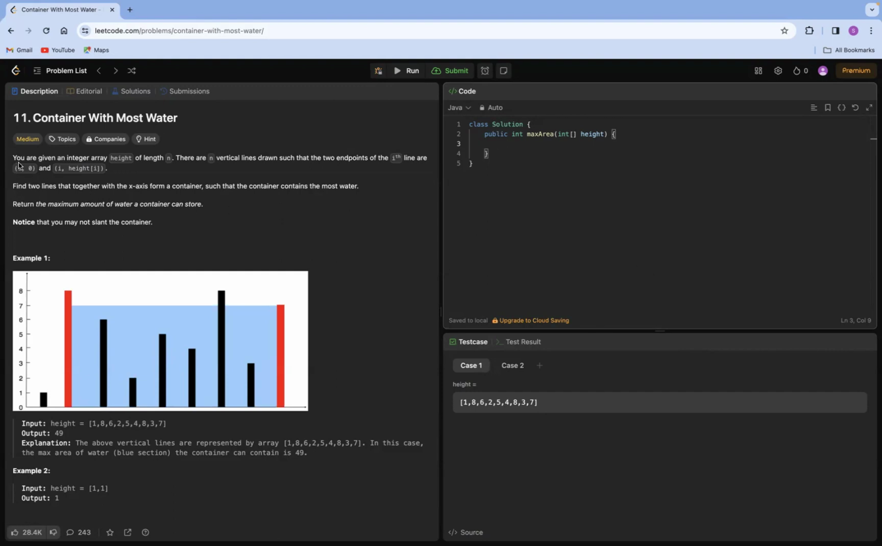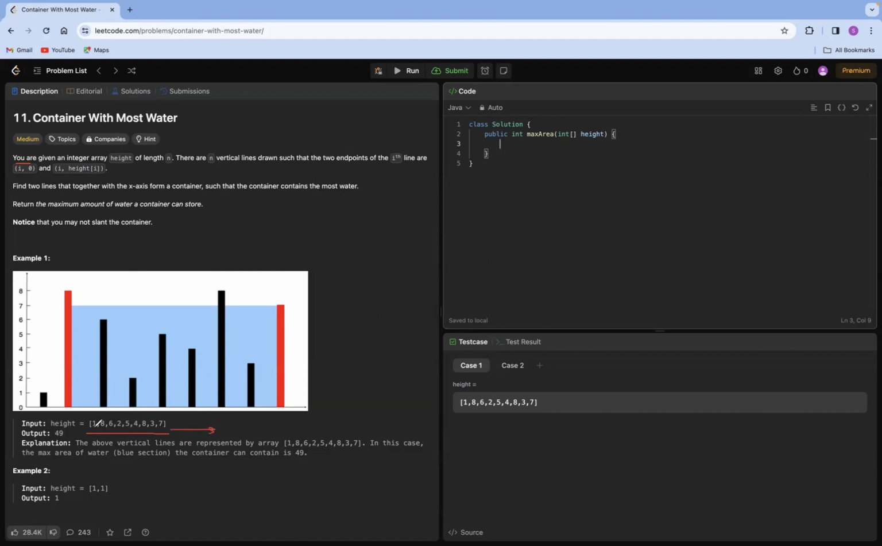Let's understand this problem. So the problem is very straightforward. It says you are given an integer array height of length n. So in the input, you will be given an array of length n. In this scenario, 1, 2, 3, 4, 5, 6, 7, 8. So the length is 8. Likewise, it could be till n, whatever it is.